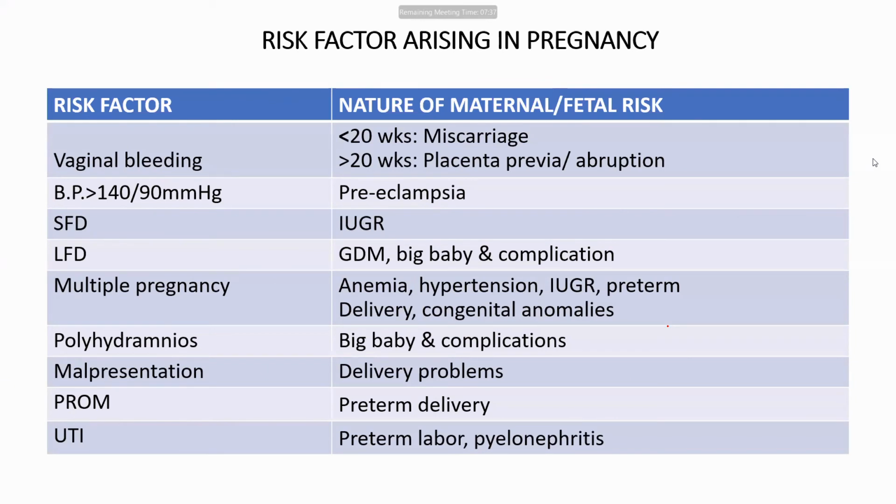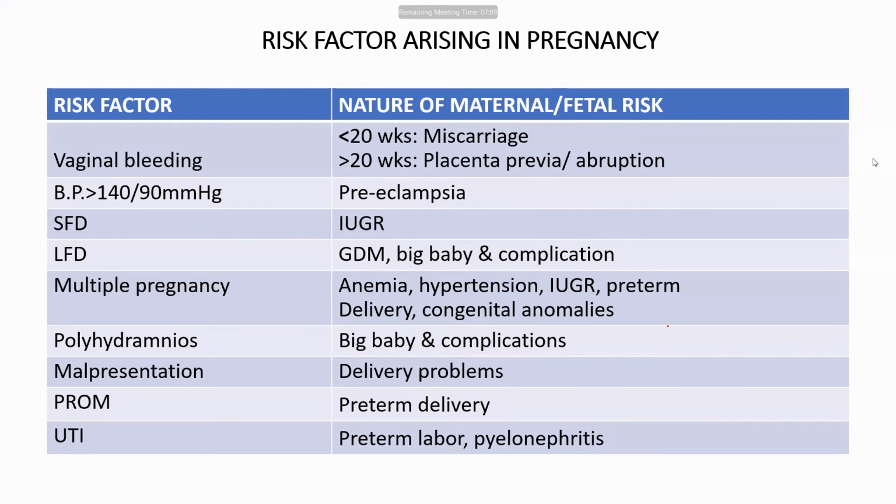Similarly, if the patient has vaginal bleeding during pregnancy. If less than 20 weeks, there is tendency of miscarriage. If it's more than 20 weeks, likely we have to rule out abruptio as well as placenta previa. If when you detect the blood pressure is more than 140 over 90 during an antenatal visit, the tendency of preeclampsia or other hypertensive disorder is high.